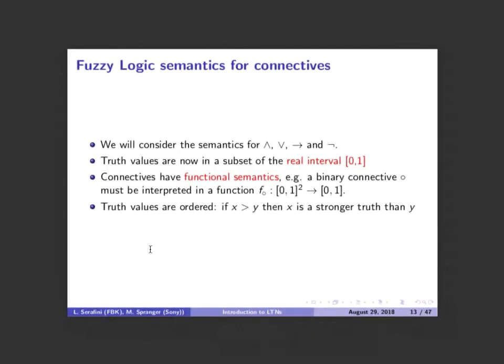And now in the usual way, we need to identify such functions in semantics for our connectives: conjunction, disjunction, implication, and negation. And these will have functional semantics. So a binary connective will be interpreted as a function f there. And they will also have this idea of an order, that if x is greater than y, then x is a stronger truth than y. Everything now mapped into the real interval.